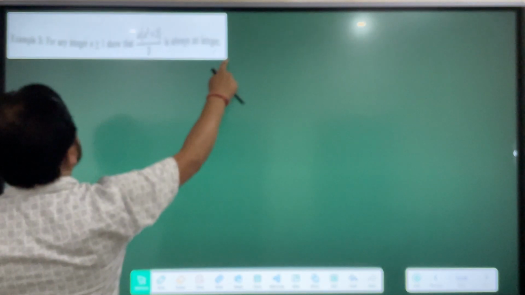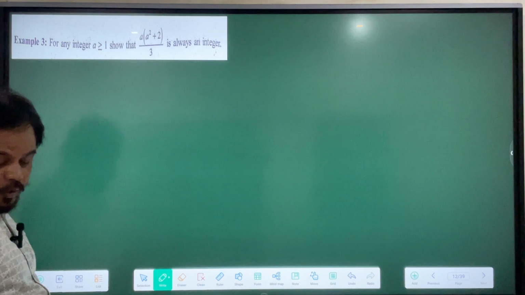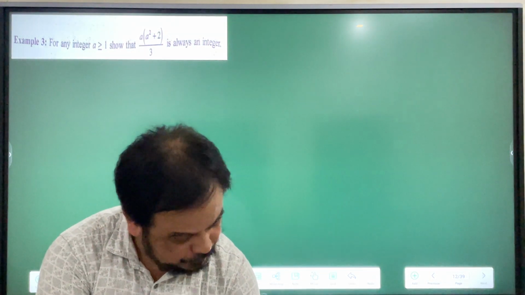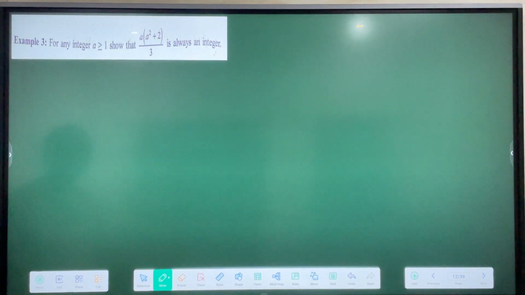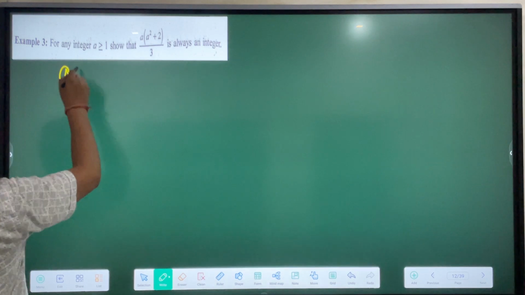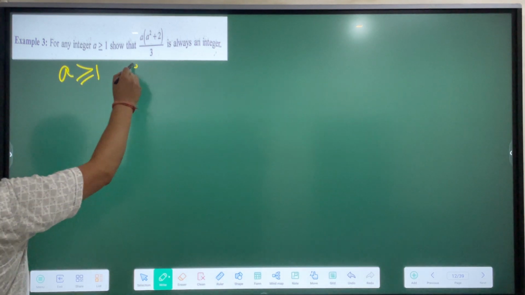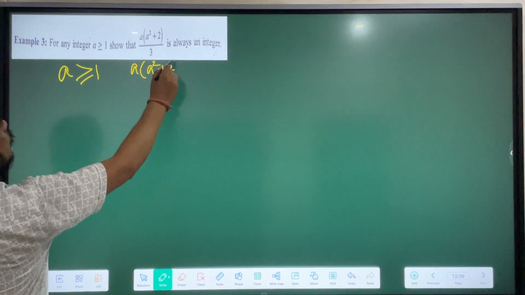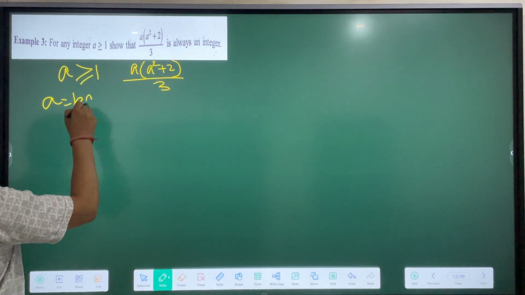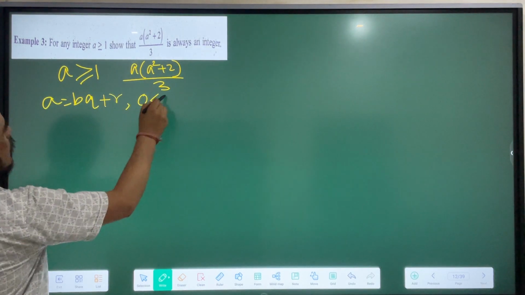Example number 3. For any integer a greater than or equal to 1, show that a(a² + 2)/3 is always an integer. What is the condition given? a is greater than or equal to 1. What we have to prove: a(a² + 2)/3 is also an integer. So a = bq + r, 0 ≤ r < b. This one you have to write always.